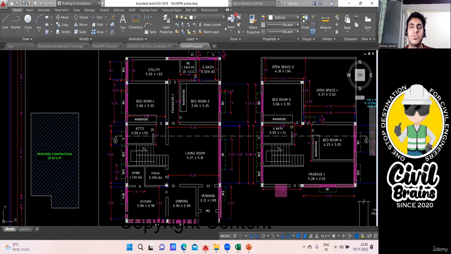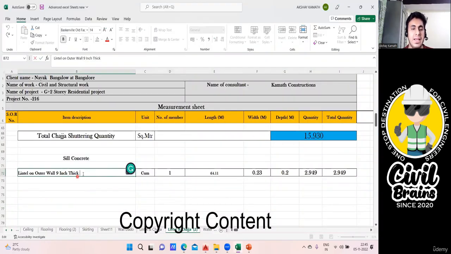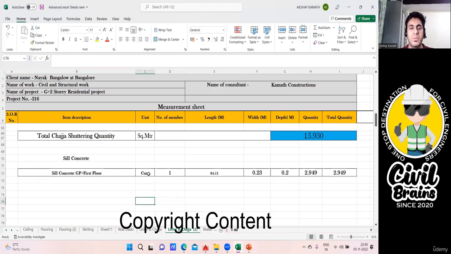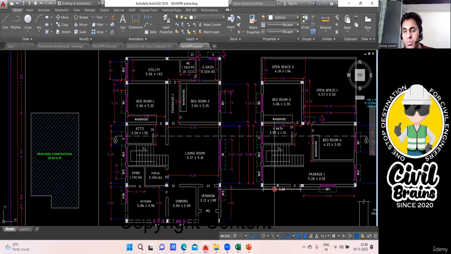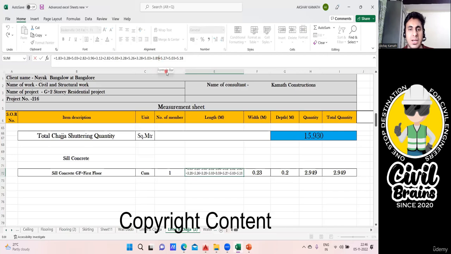So what I'll do, I'll go back here. Same thing, but instead of writing lintel, I'll write sill concrete. It includes everything: ground floor plus first floor. Cubic meter, and then quantity one. Here everything you have to keep the same. I told you one thing you need to deduct, which is this 3.89. Since it's a door part we added in lintel, we'll deduct this 3.89.